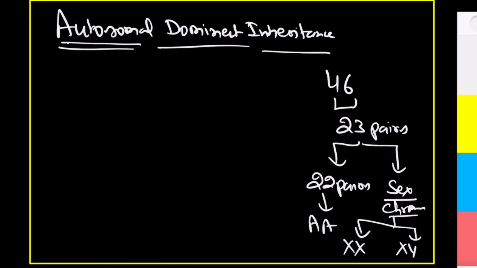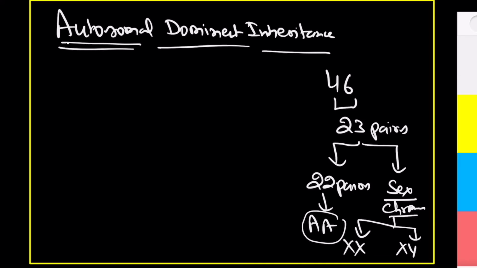So hopefully it is clear what is autosomal. Autosomal inheritance is due to autosomes. If your unit factors are present on autosomes, then they will be passed from one generation to the next generation in a manner that is known as autosomal inheritance. So here what we are going to discuss is autosomal dominant inheritance.